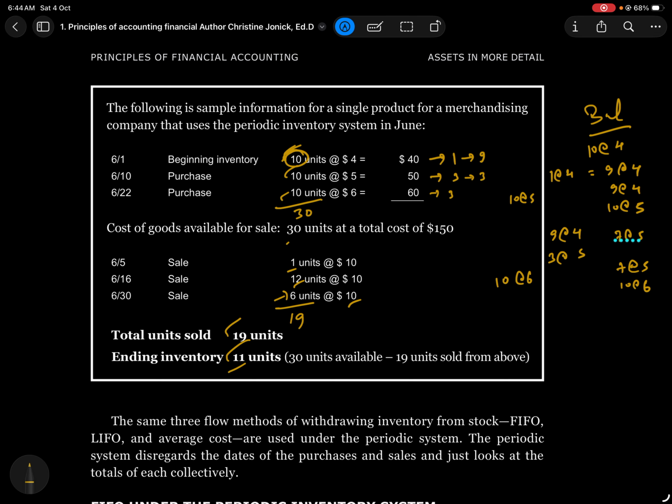Now we sold 6, right? So what happens? 6 at the rate 5. Okay, so what would happen? 1 at the rate 5, 10 at the rate 6. Okay, so this is the balance. So it would be 11 units, of course. Right. So this is the balance that's remaining in it.